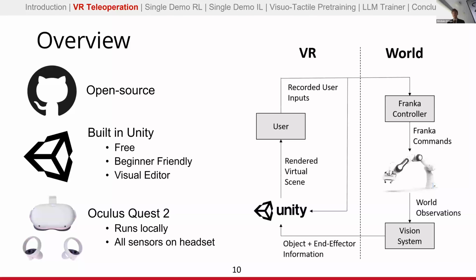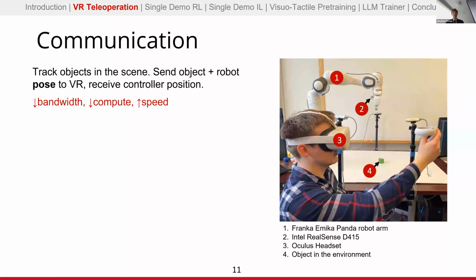We then have a vision system that observes changes in the scene, so objects moving, etc. And then also, of course, we know the robot pose just from that controller. And then this information is passed across to the virtual reality side, where a digital twin is created for the user, where they can see all the objects in the scene and view the robot manipulator they're using.